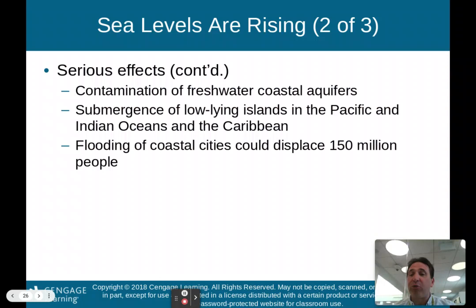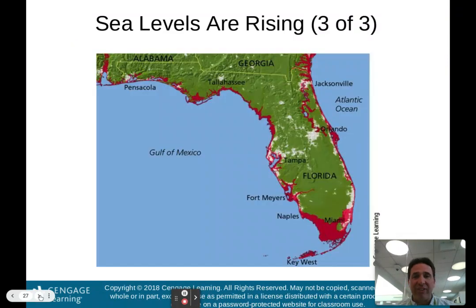That aquifer is unusable. And because of sea level rise, that could increase the chance of salt water getting into coastal freshwater aquifers. The submergence of low-lying islands in the Pacific and Indian Oceans and the Caribbean, right? The Maldives, you may have heard about them. They are slowly going underwater. These people are losing their entire country because of the sea level rise. Flooding of coastal cities could displace 150 million people.